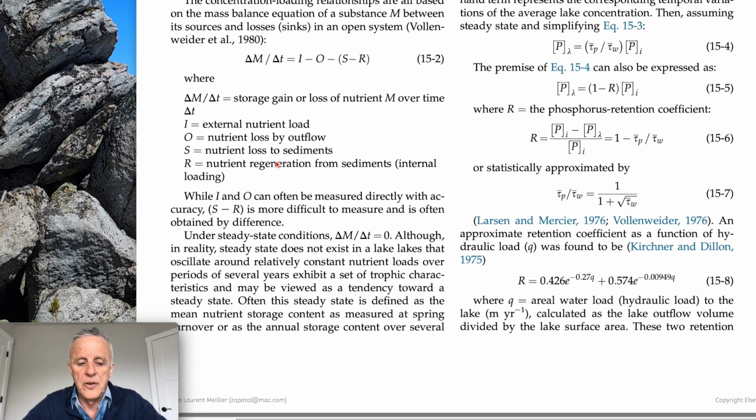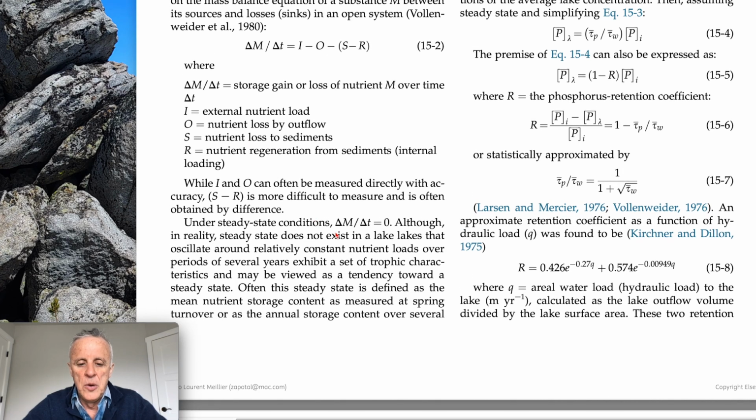So that's a little bit of an unclear sentence, but pretty much what they are saying here is that steady state doesn't exist in the sense that there are so many dynamic inputs and outputs at any given time that it's difficult to have a steady state where we have a value of 0 between the inputs and the outputs of phosphorus or nitrogen, whichever nutrient we're looking at.